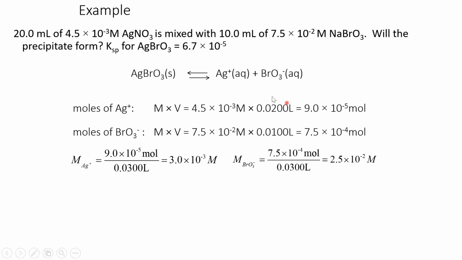All right. We want to now write our K expression, or actually we're going to use Q, and use these molarities to calculate Q. So the concentration of silver ions times the concentration of bromate ions in the solution is going to give us Q. So take the molarity for the silver ion and the molarity for the bromate ion, plug them into our Q expression and calculate what Q would be.